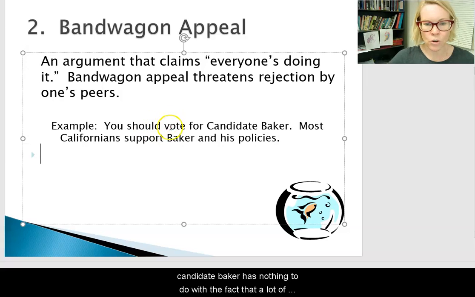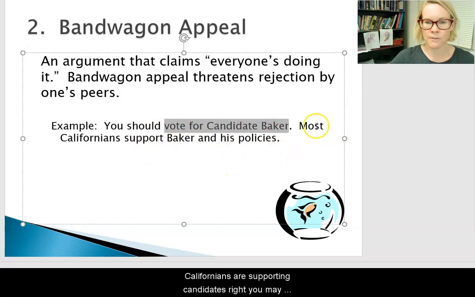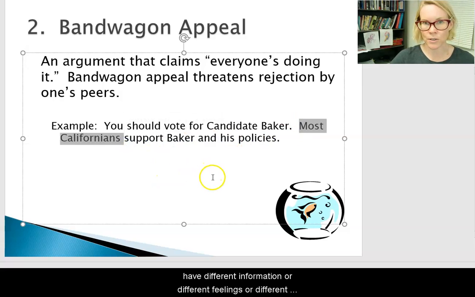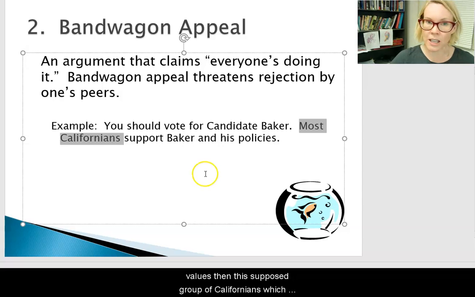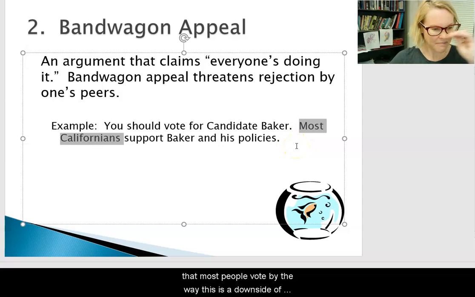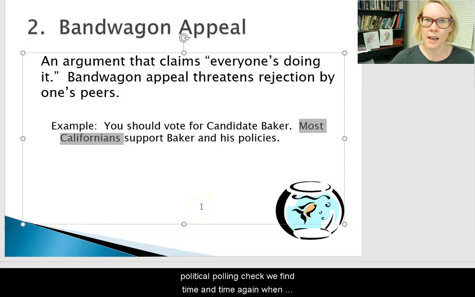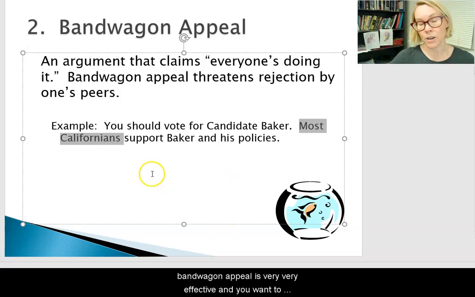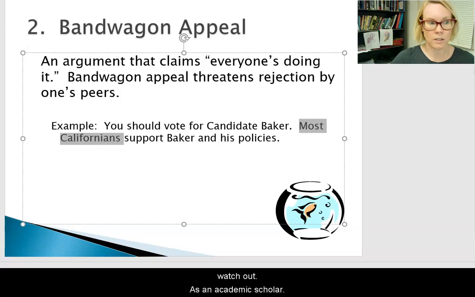But when you think it through, your vote for candidate Baker has nothing to do with the fact that a lot of Californians are supporting candidate Baker, right? You may have different information or different feelings or different values than this supposed group of Californians, which would be, in this case, most Californians. And you should vote the way that aligns with your values, not the way that most people vote. By the way, this is a downside of political polling. In fact, we find time and time again, when polls are released in favor of one candidate over another, that margin of favoritism increases when people see the polls. So whether it's conscious or unconscious, bandwagon appeal is very, very effective. And you want to watch out for it as an academic scholar.